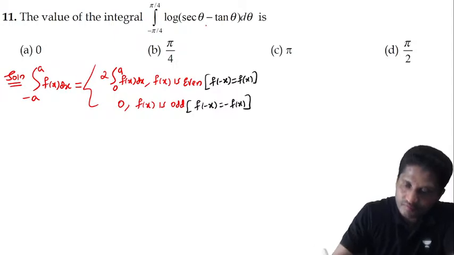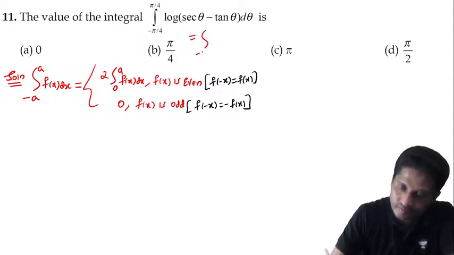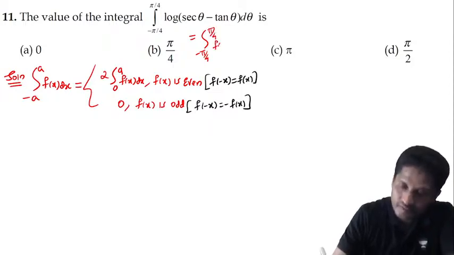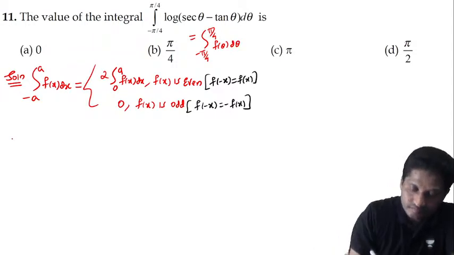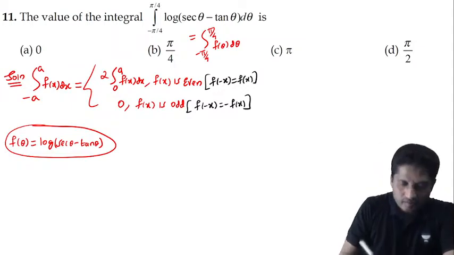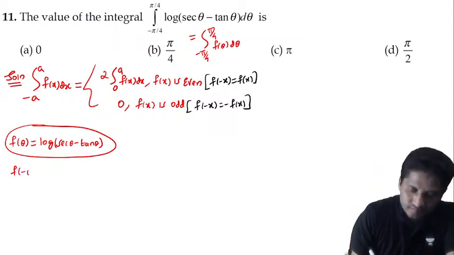Now this is of the form integral from minus pi by 4 to plus pi by 4 of f of theta d theta. So f of theta is equal to log of sec minus tan. Now we'll check whether this is even or odd. What will be f of minus theta? F of minus theta will be equal to log of sec of minus theta minus tan of minus theta.